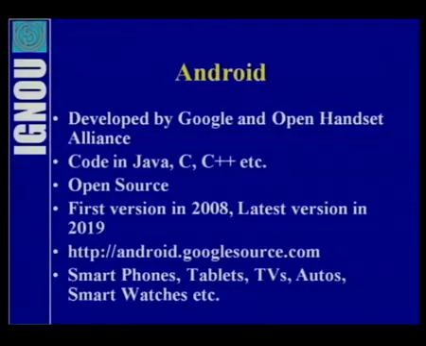Initially, let us look at Android, because this is a very popular mobile operating system and is available across many brands. The developers of Android are Google, a very famous search engine, and the Open Handset Alliance. So Google and Open Handset Alliance are the people who developed the Android mobile operating system. Now, Android is a piece of software and it needs to be written in some programming languages. In the case of Android, the code was written in Java, C, C++, and some more programming languages.